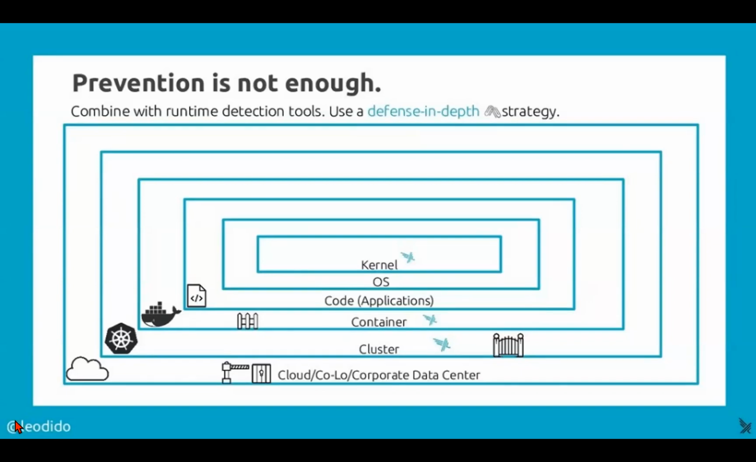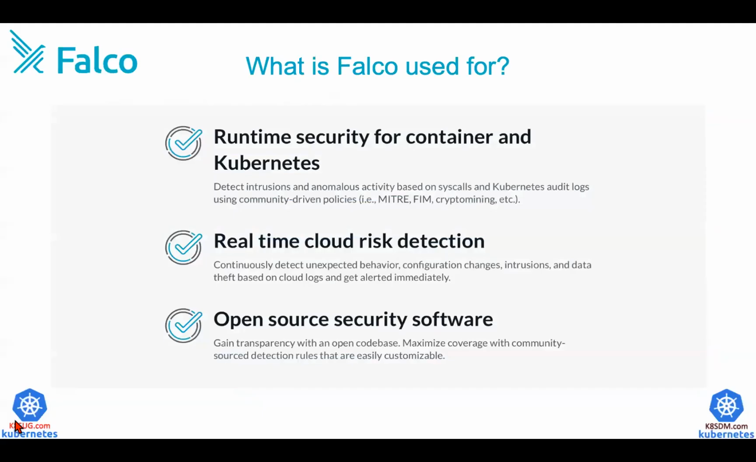For prevention, in your IT environment you probably already have multiple tools to secure your network, the firewall, etc. But prevention is not enough. What if something happens? Are you able to detect it immediately and take action? That's where Falco, the open source project, comes in, operating at the kernel, monitoring your containers, managing your cluster, and also the cloud. So in short, what is Falco used for? For runtime security for your containers and your Kubernetes, providing real-time cloud risk detection, and not to mention it's open source. I don't know if everybody loves open source, but a lot of enterprise companies nowadays have an open source first strategy.